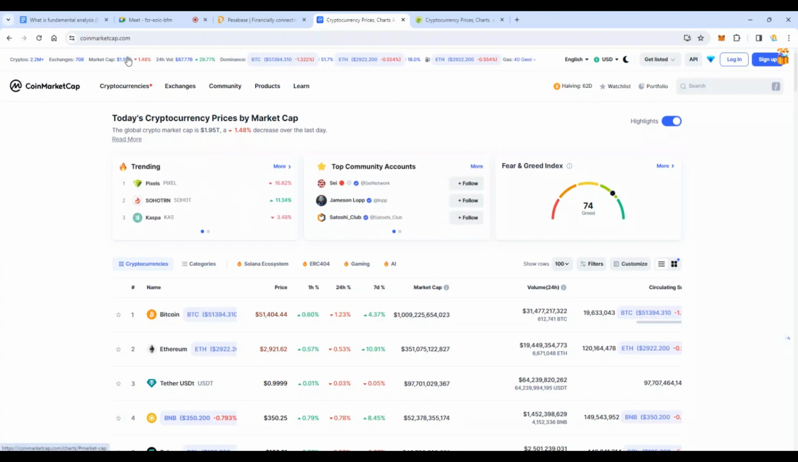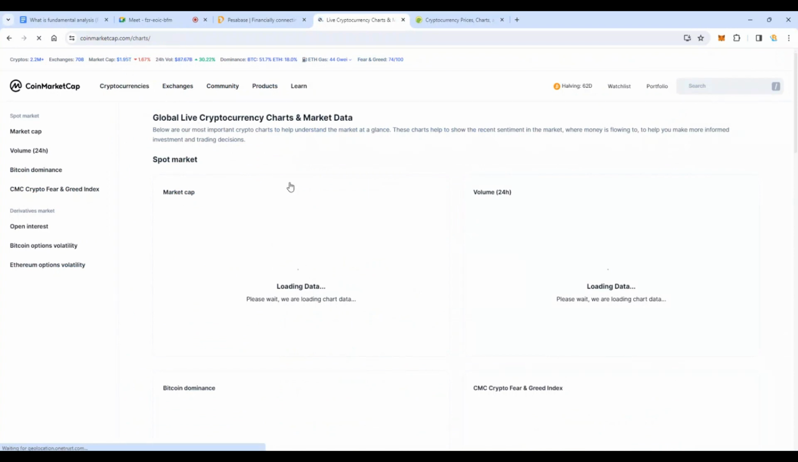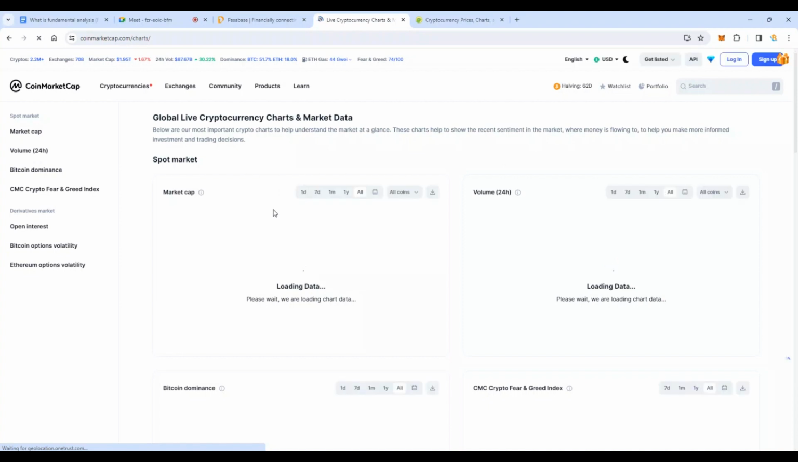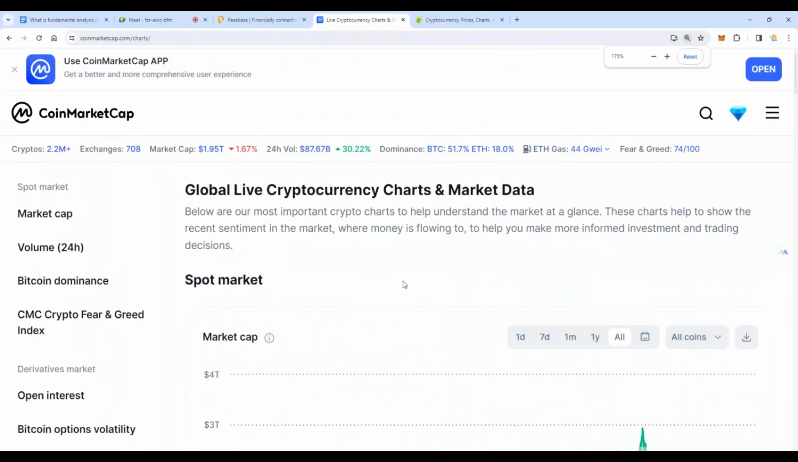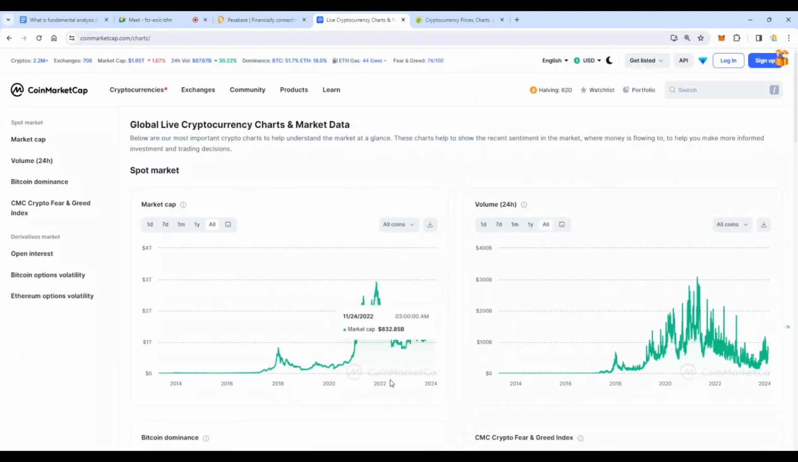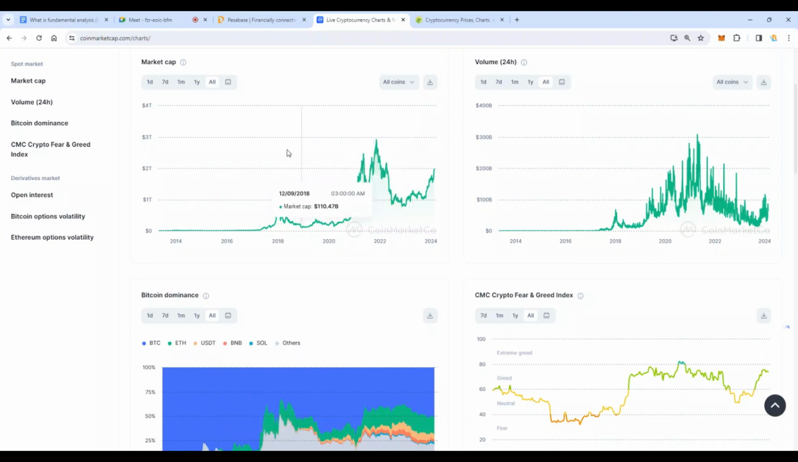Now you can imagine, if you are currently only at 1.9, how much the $10 trillion market cap will have pushed the prices of most of these big projects. Those projects will be trading at 5x from where they currently are. So that is what we are talking about. You can see during the previous bull run how far we went. We went as high as close to 3 trillion.